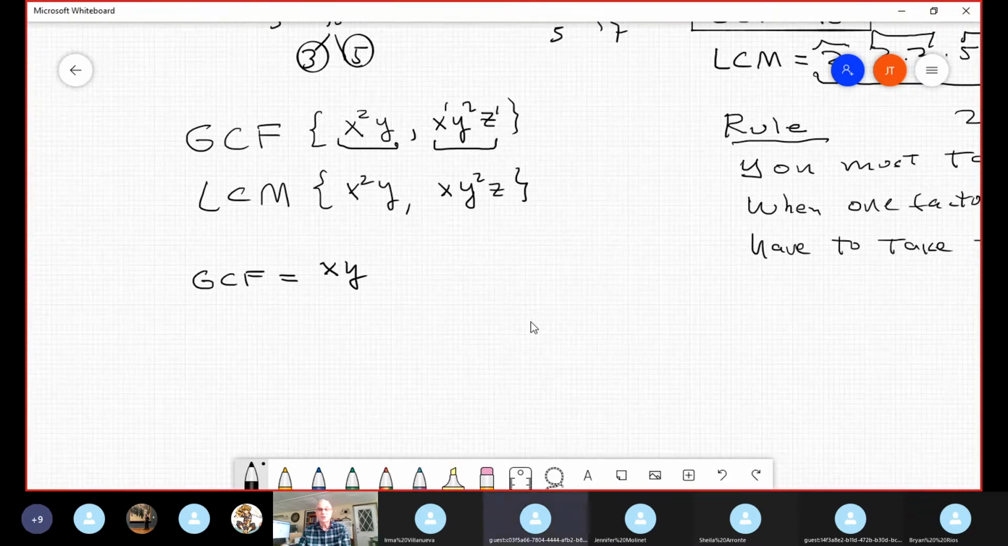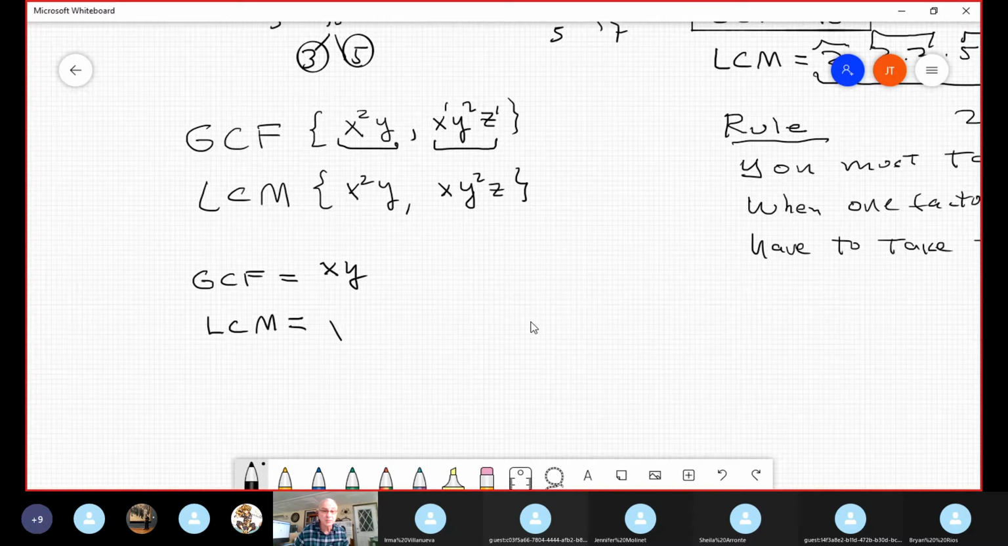Okay, the shortcut to do it super fast: you take the common when it's repeated, and you take the smaller exponent for the GCF. What is the smaller exponent? When x is repeated, because it lives in both expressions, I take the smaller exponent, which is 1. Like y is repeated, I take y to the 1 power. However, the LCM is different, because when it's repeated you take the greater exponent, the bigger exponent, and you also take the non-repeated ones, because you need to include everything.